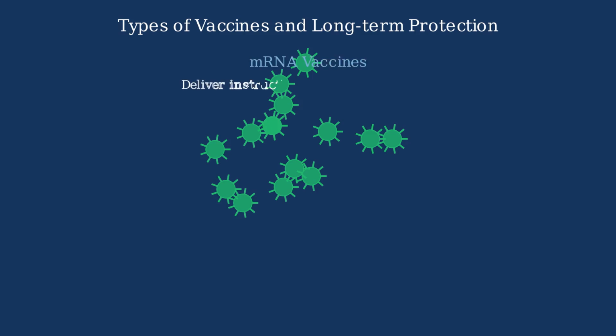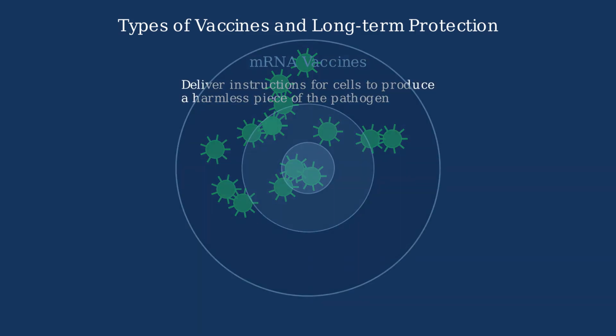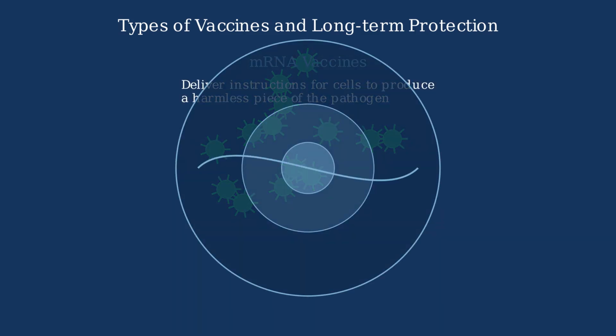mRNA vaccines deliver genetic instructions to our cells. The cells use these instructions to produce a harmless piece of the pathogen, which triggers an immune response without infection.